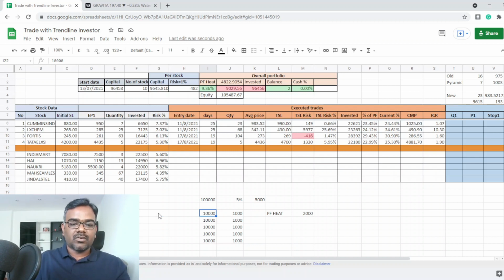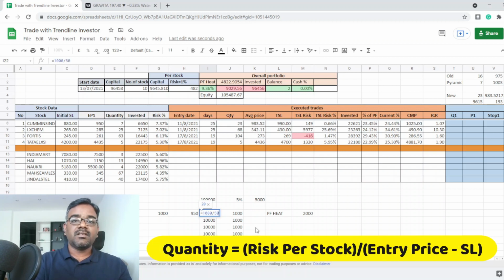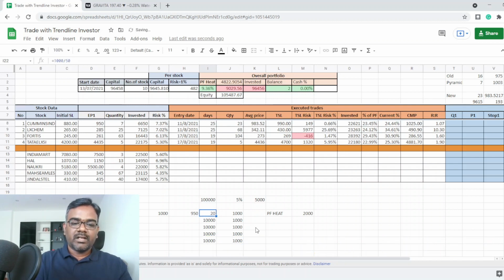Let's say you invested in a stock at 1,000 rupees, and your stop loss is 950. What is the stop loss? Stop loss is 50. Now how do you decide the quantity? If your stop loss is 50 and your risk per stock is 1,000, then how many quantities can you buy? It's a simple formula. It's 1,000 divided by 50, where 50 is the stop loss. 1,000 minus 950 is the stop loss, so it's 50. So you can buy 20 stocks. So you buy 20 stocks at 1,000, so your total investment amount is around 20,000.